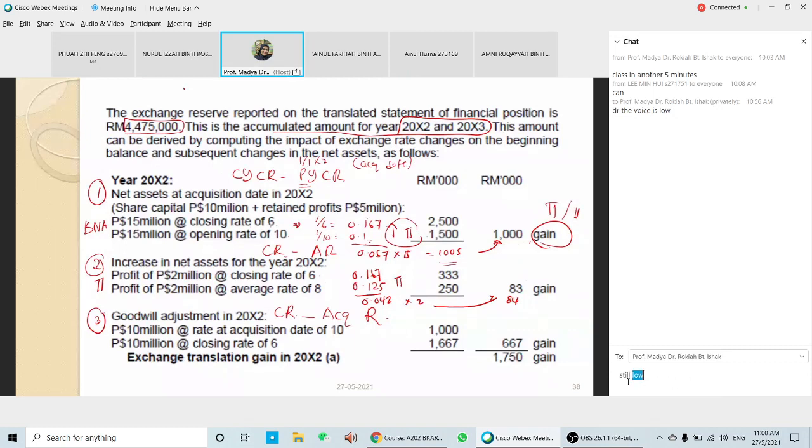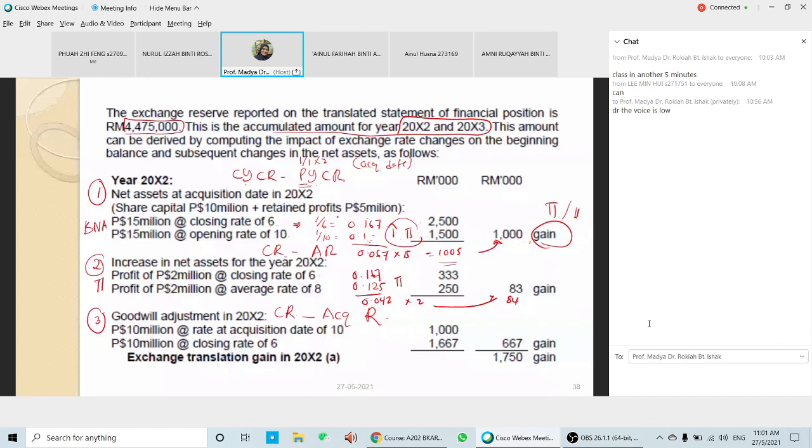So you have the net asset. The net assets here, we're going to compare between the closing rate and the prior year closing rate. Since this is the first year, we are using the rate at the acquisition date. So if you look here, you compare, 1 by 6. This one is to determine whether you have a profit or a loss. The closing rate is higher than the opening rate, so you're going to have a profit here. You can just use this calculation. I'm referring to this one.